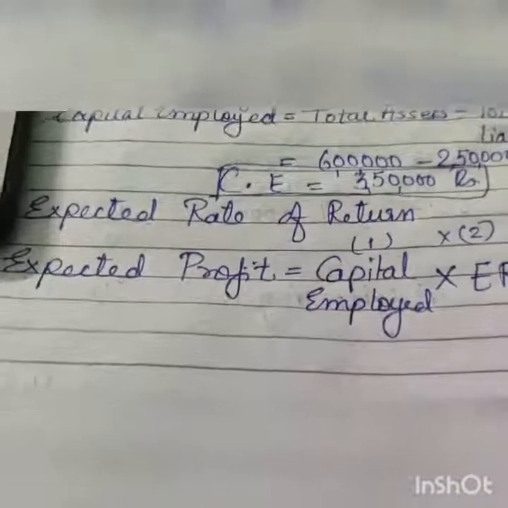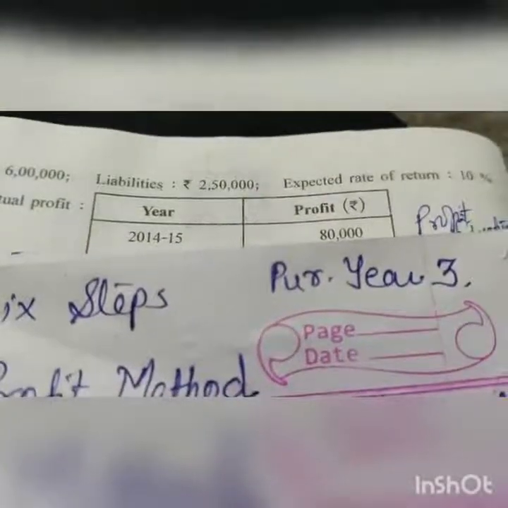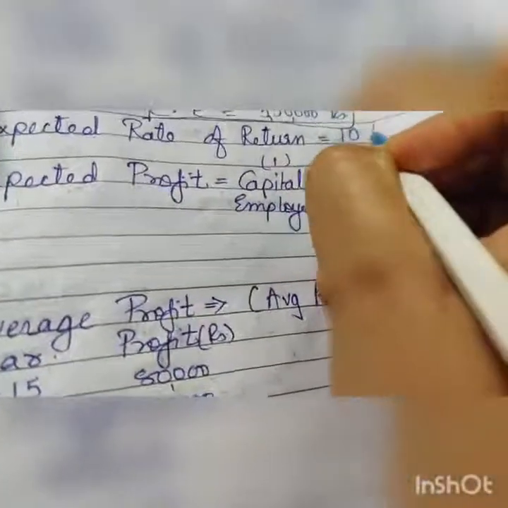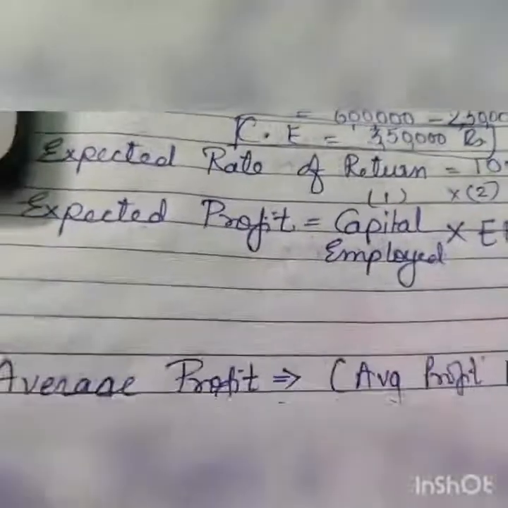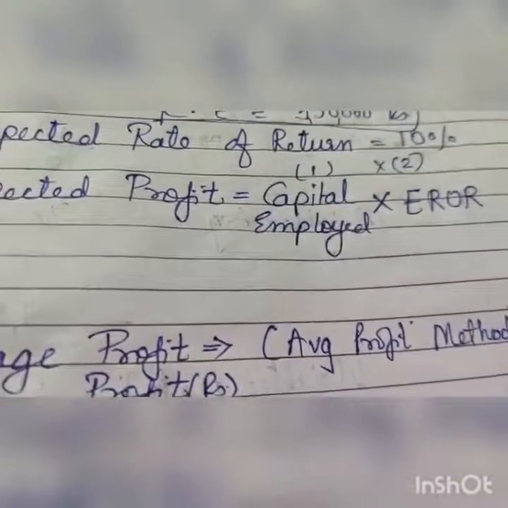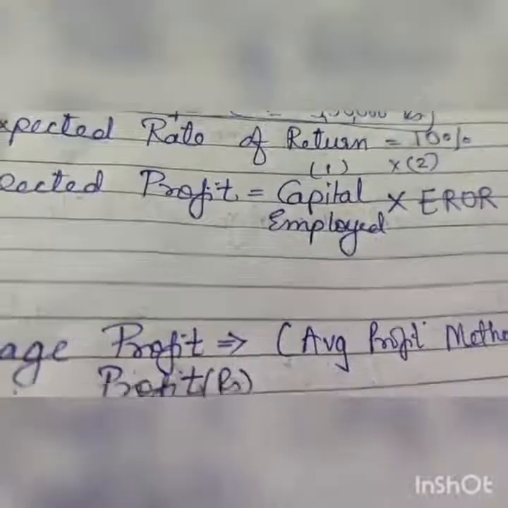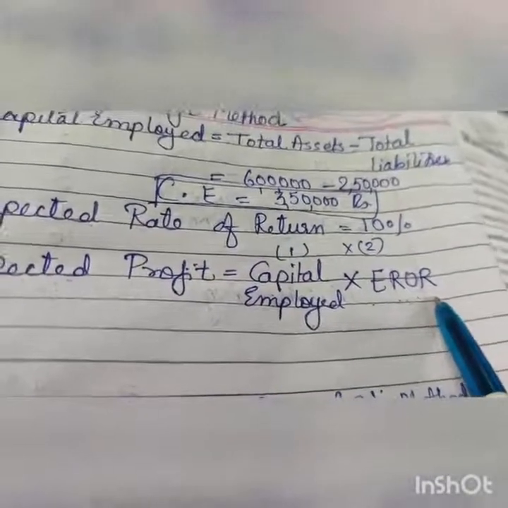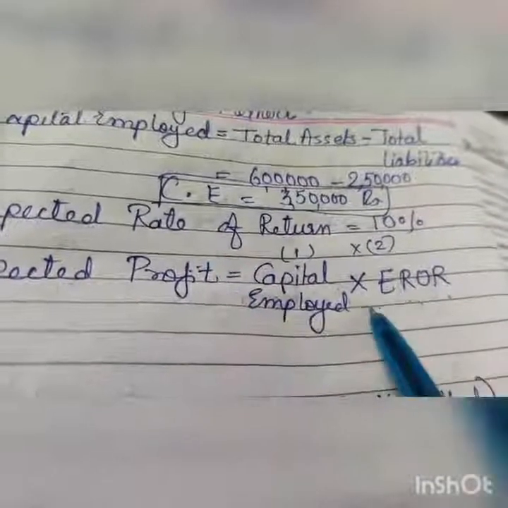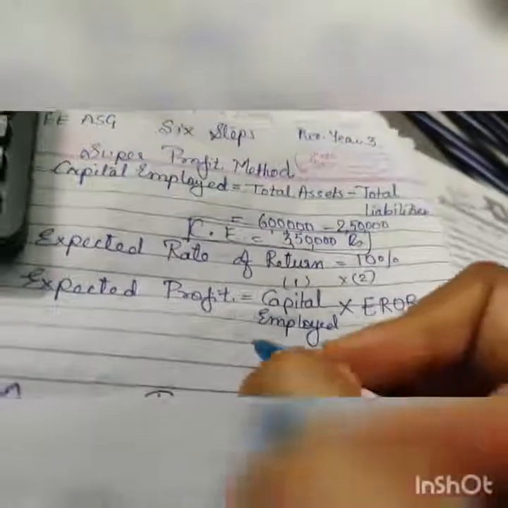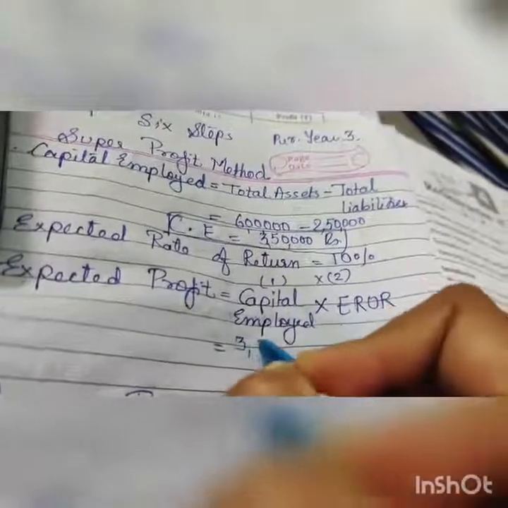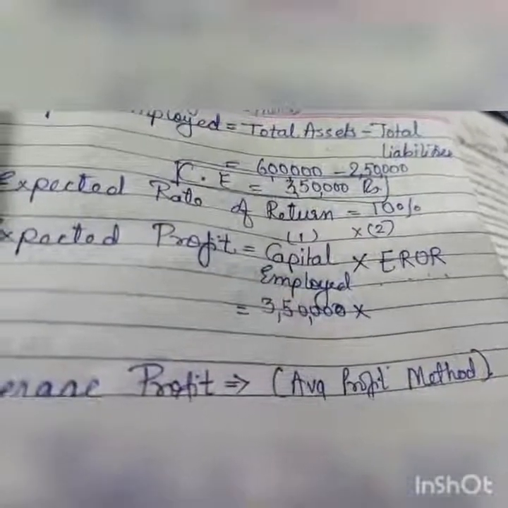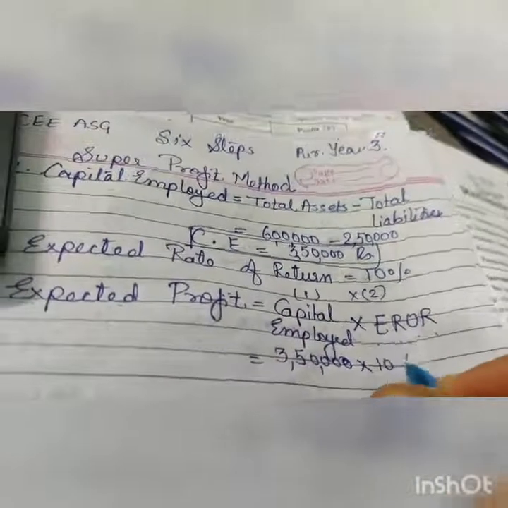The second step is the expected rate of return. In the question itself they have given it, and the expected rate of return is 10%. So we will simply note down here that the expected rate of return is 10%. Second, we will find out the expected profit. What are we supposed to do? Capital employed multiplied by EROR. What is this EROR? It is the short form of expected rate of return. So the capital employed amount we found is 3,50,000, multiplied by the expected rate of return, that is 10%.